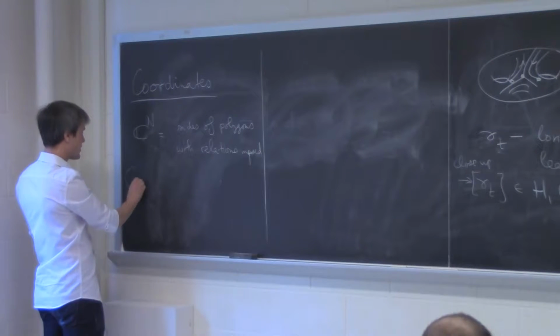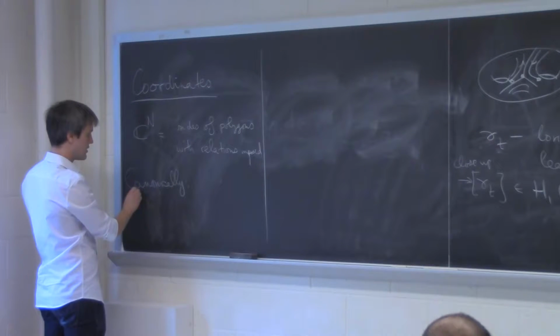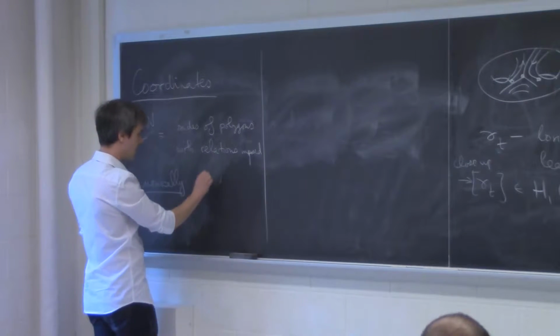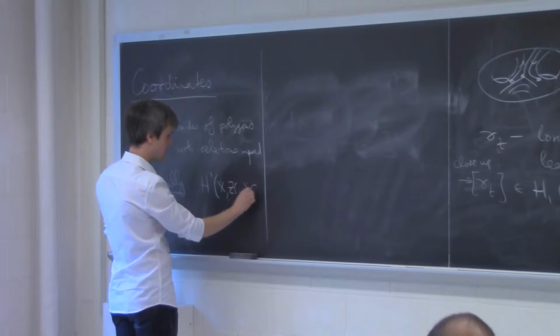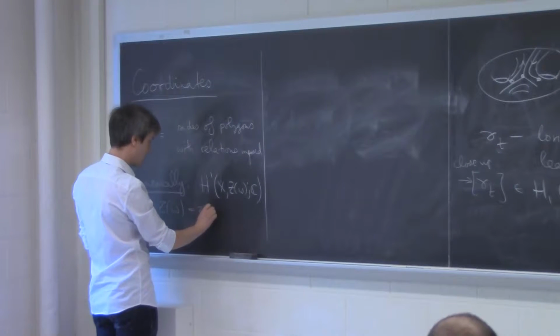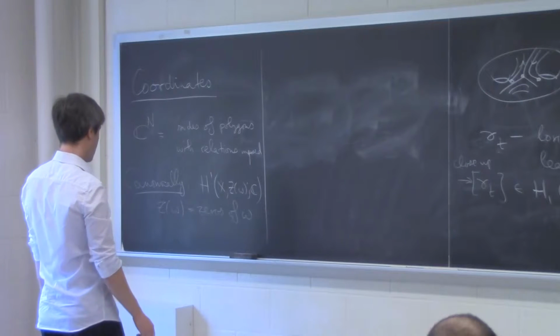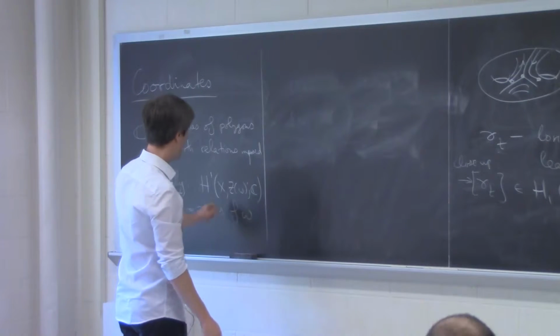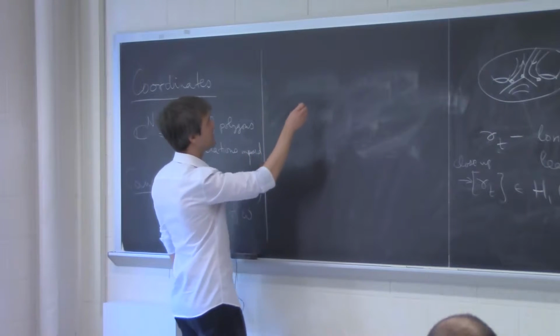But more canonically, without talking about a specific polygonal decomposition, this is just the following cohomology group. So H^1(X, Z_omega; C). What's Z_omega? This is the zeros of omega. And what is this cohomology group?